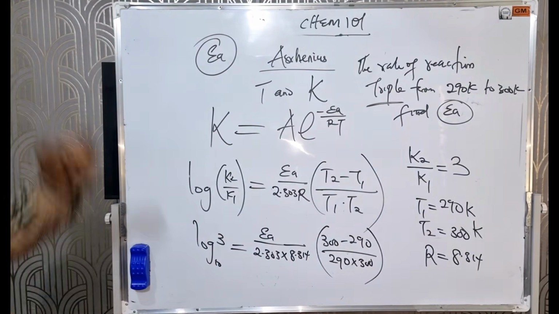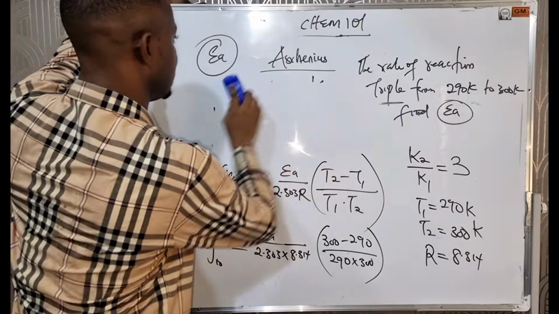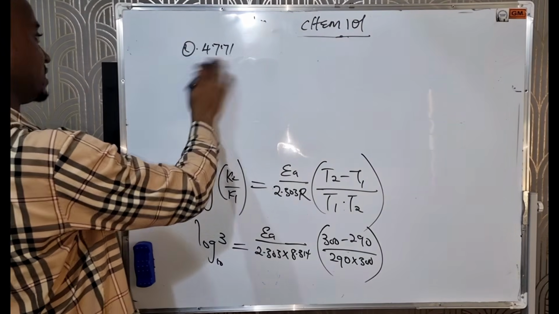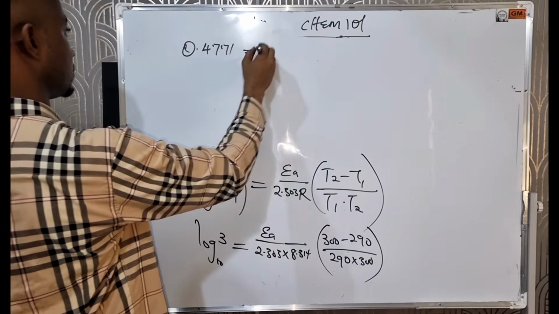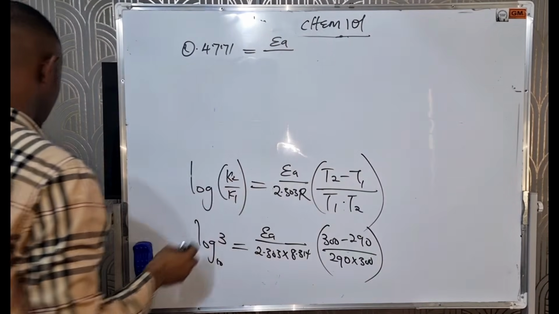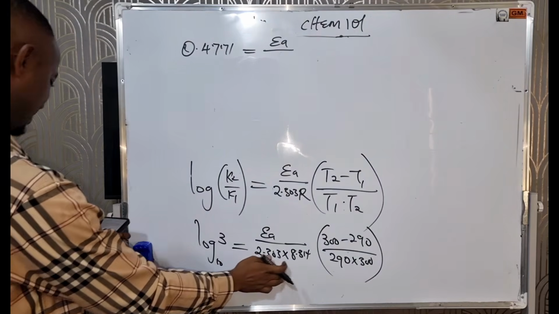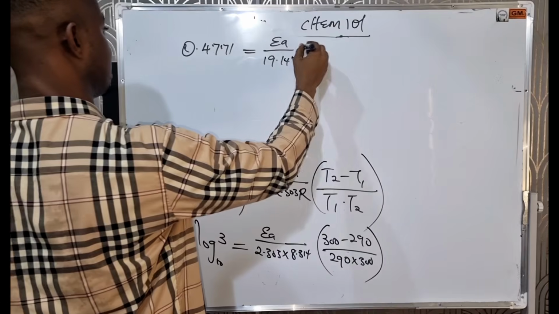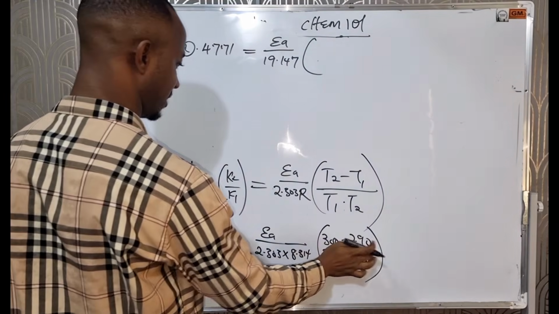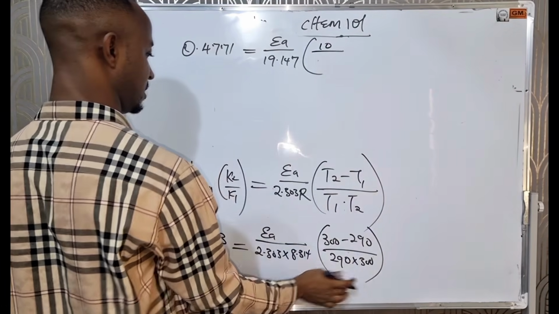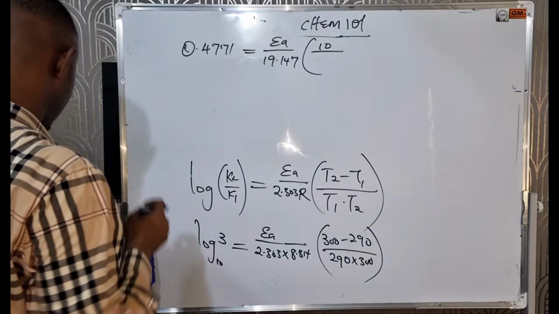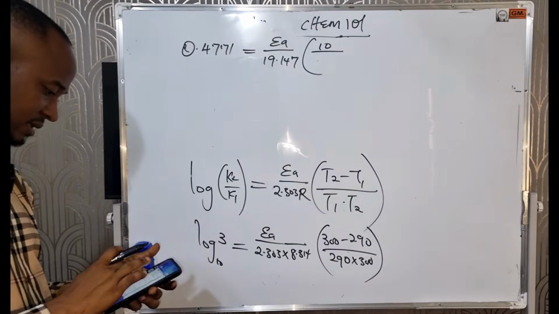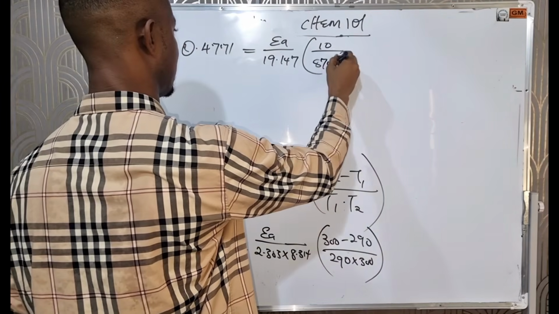Let's see what we are going to have at the end of the day. Log 3 in base 10 is about 0.4771, please verify. That equals Ea divided by 2.303 times 8.314, which is about 19.147, multiplied by (300 minus 290), which is 10, divided by 290 times 300. Let's verify that 290 times 300 is 87,000. Okay, 87,000.